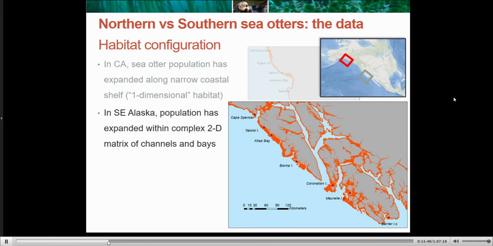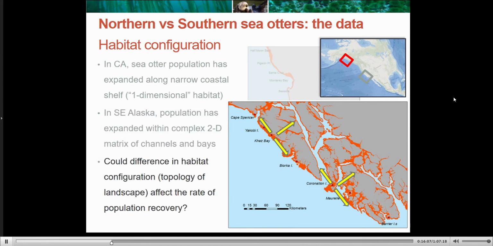In contrast, in northern populations, British Columbia and Southeast Alaska are great examples, it looks completely different. There, the population has expanded within this very complex two-dimensional matrix of archipelagos, of islands, channels, and bays. The little red dots you can see in this map are translocation points where otters were released in the 60s and 70s. And as you can see, since then they have spread out in all directions from those translocation points.